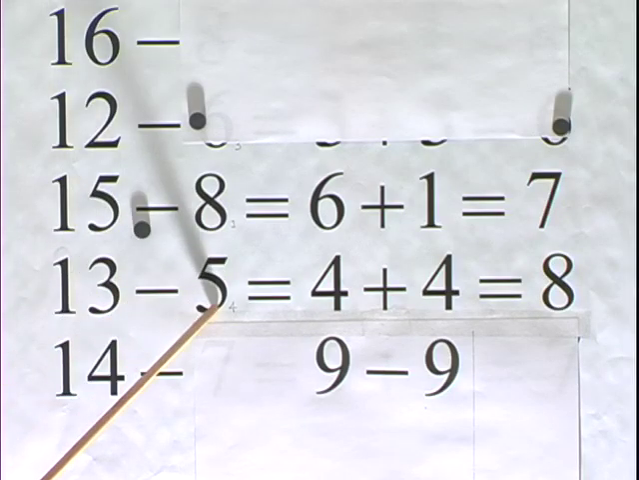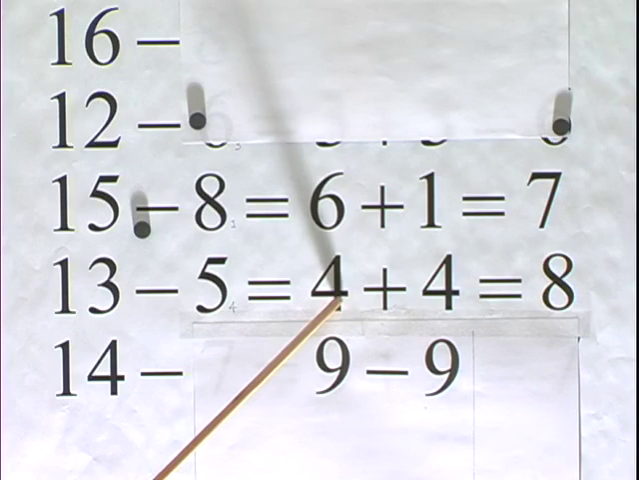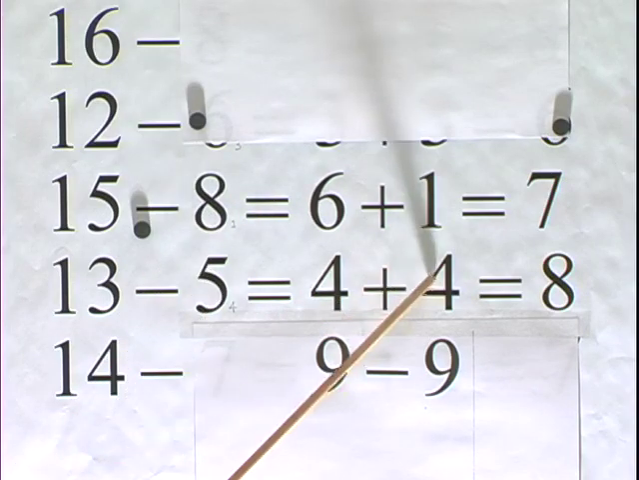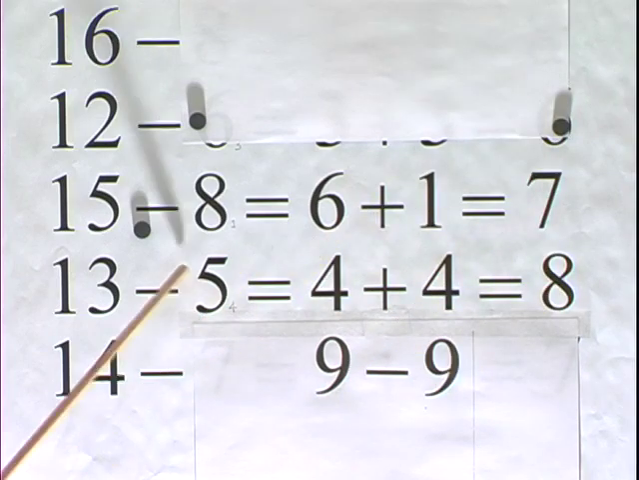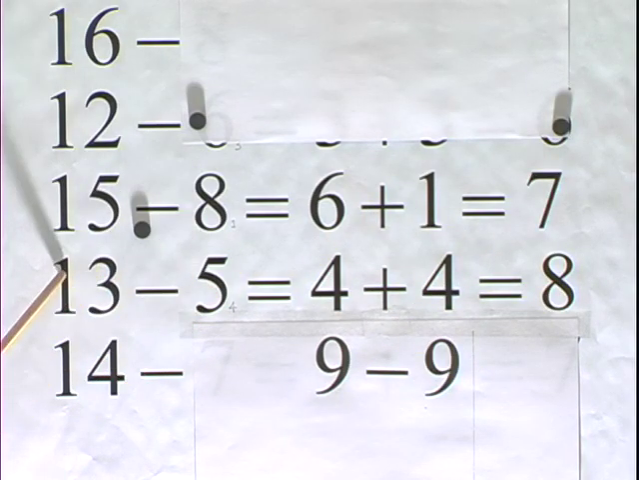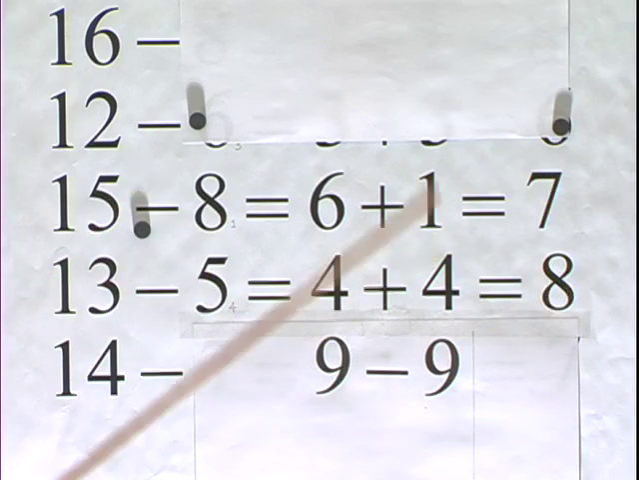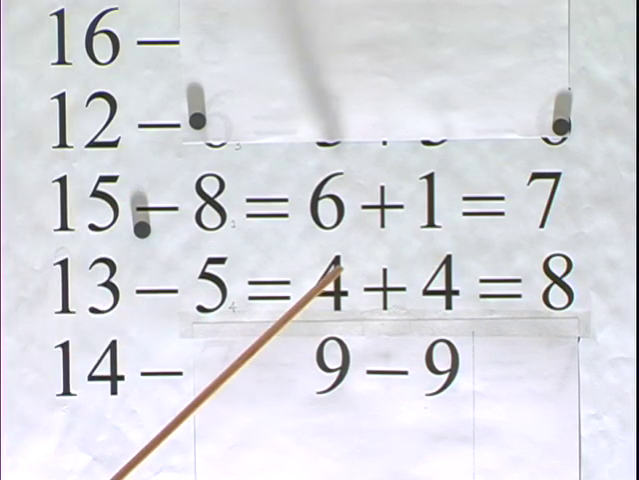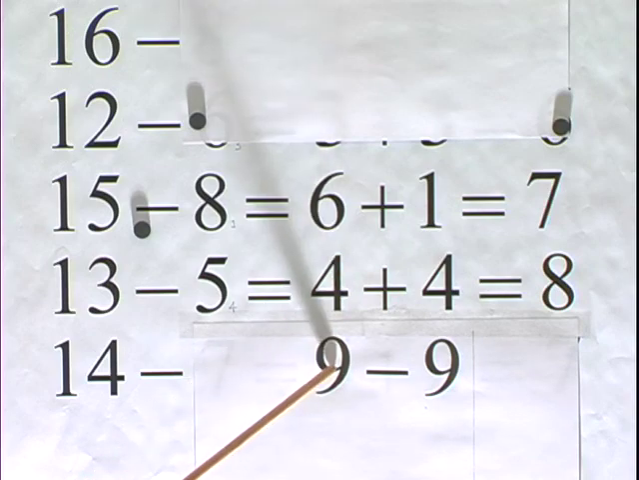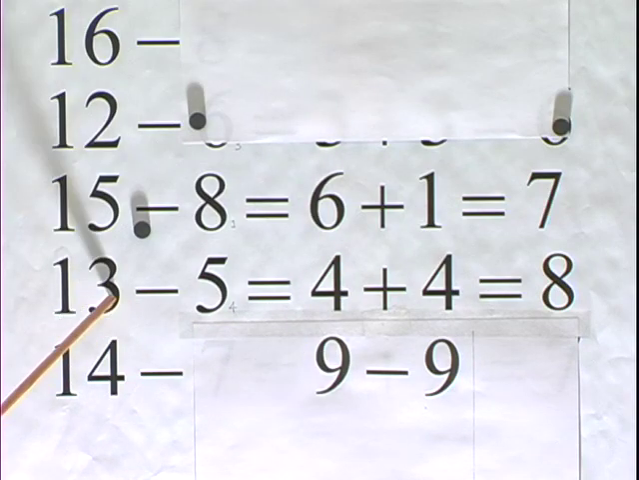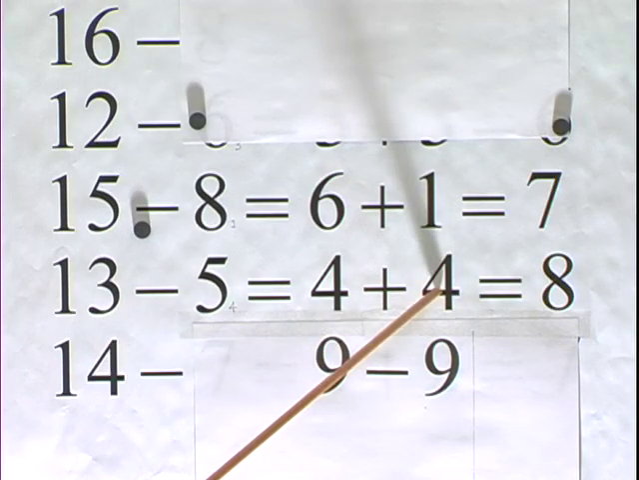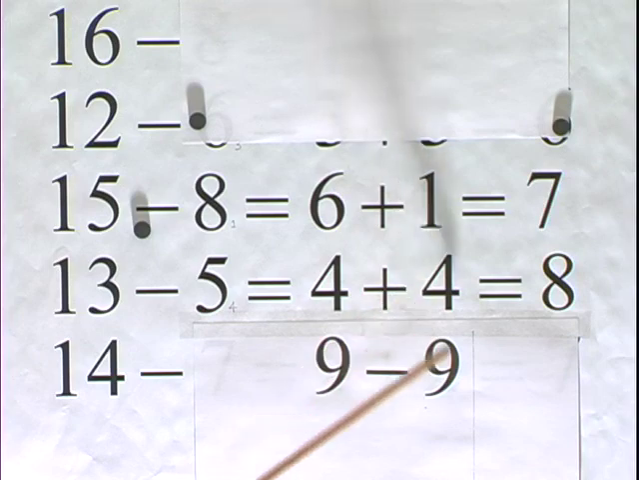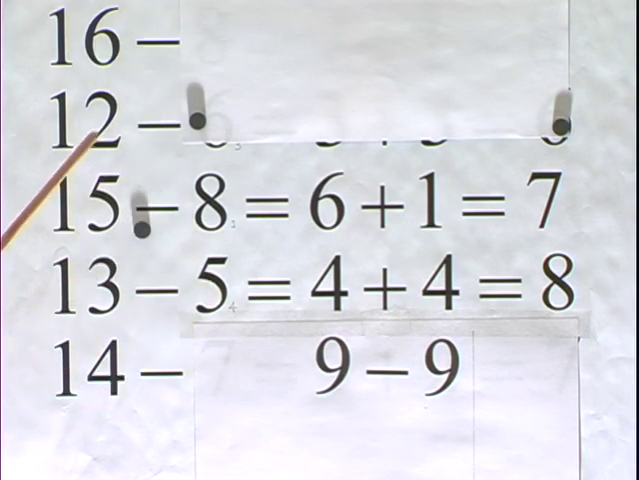13 minus 5. 1 and 3 is 4. 9's complement of 5 is 4. When I add these two, I get an 8. That is the correct difference. When I take the sum of the digits in the minuend, 1 and 3, and get this 4, if I add a 9 to it, I will have 13. When I take the 9's complement of 5, which is 4, and I add minus 9 to it, I get minus 5.